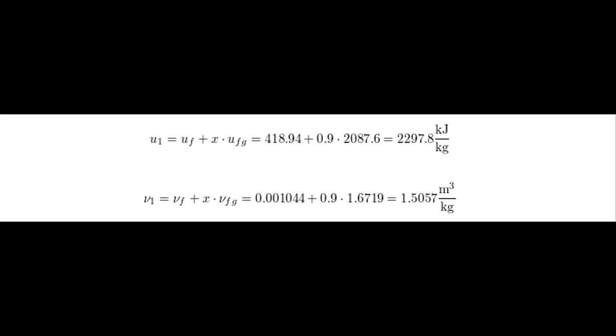The next formula is for calculating the initial specific volume. V1 is equal to V sub f plus x times V sub fg, and it's equal to 0.001044 plus 0.9 times 1.6719, and is equal to 1.5057 cubic meter per kilogram.